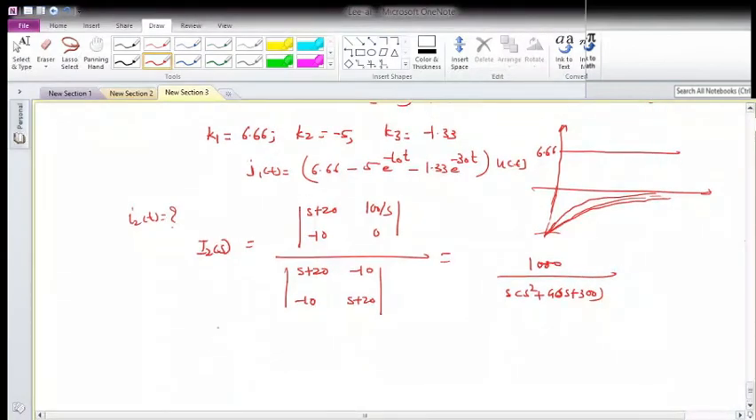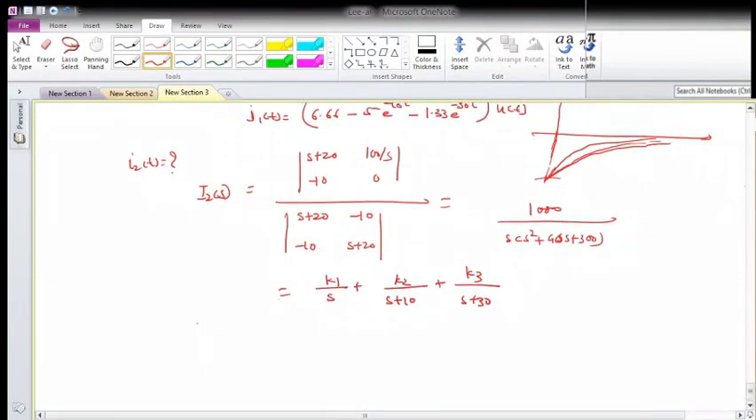What are the roots of it? It will be 1000 over s into (s + 10)(s + 30). So I'll directly express k1/s, k2 over (s + 10) and k3 over (s + 30). And k1, k2, k3 you can find out. k1 is 3.33, k2 will be -5 and k3 will be 1.67.